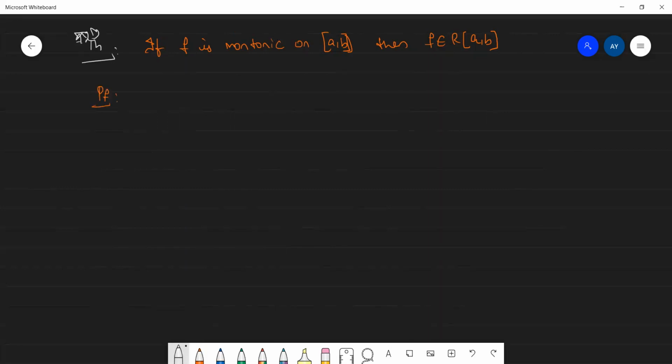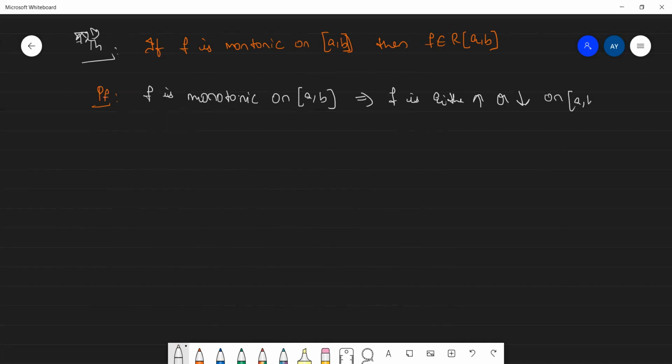So how will we prove that? Write down the given information. What is given? f is monotonic on the closed interval [a, b]. What is monotonic? Either an increasing function or a decreasing function is known as monotonic. So this implies f is either increasing or decreasing on the closed interval [a, b].